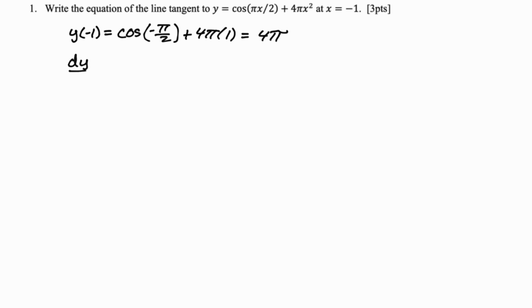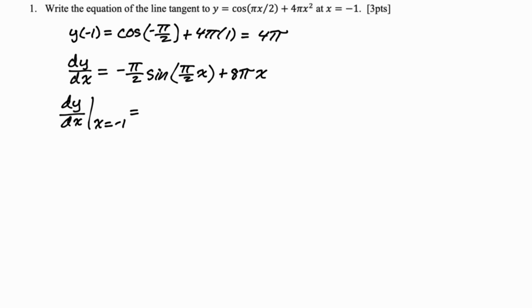So that's going to take the chain rule, right? The derivative of cosine of pi over 2 x is going to be negative pi over 2 by the chain rule, and then sine of pi over 2 x. And then 4 pi x squared is just going to give you 8 pi x. We need to evaluate this at -1, so I will use that notation.